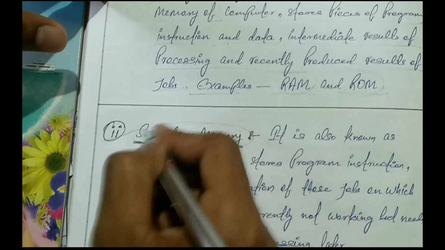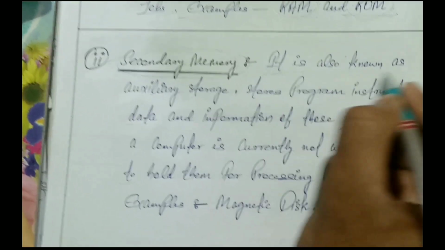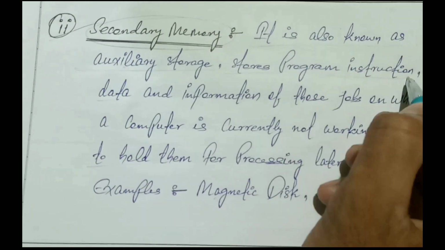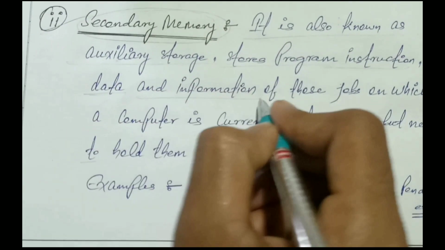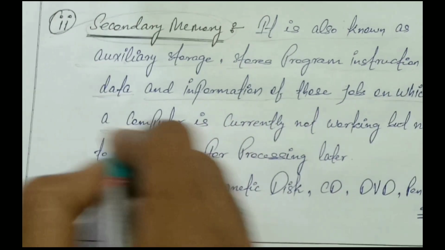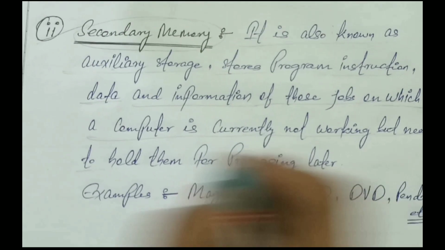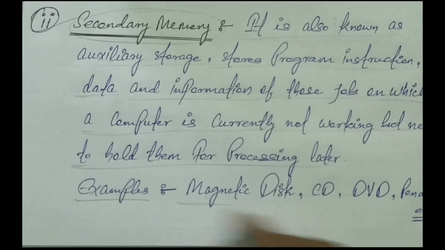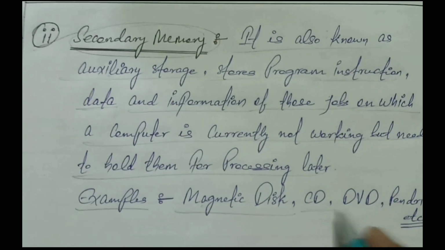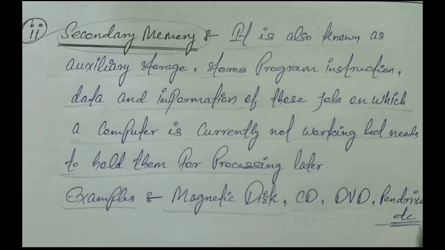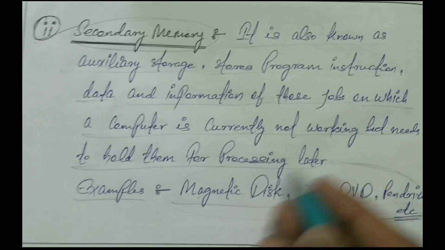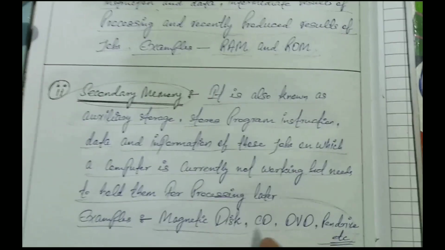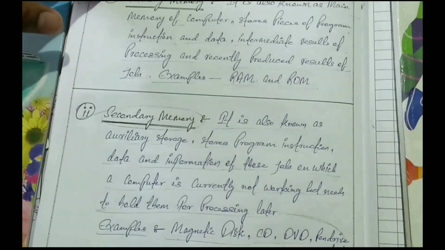secondary memory. It is also known as auxiliary storage. It stores program instructions, data and information of jobs on which a computer is currently not working but needs to hold them for processing later. Examples: magnetic disks, CD, DVD, pen drive, etc. We already know about these terms: what is a magnetic disk, a CD, a DVD, a pen drive.